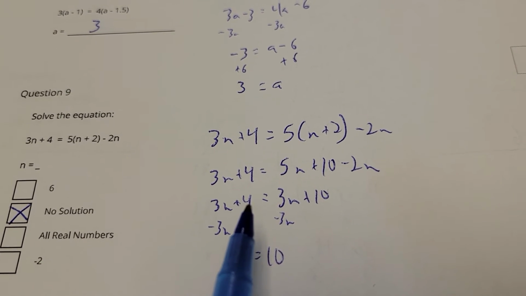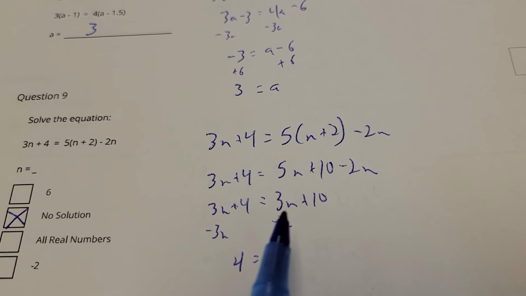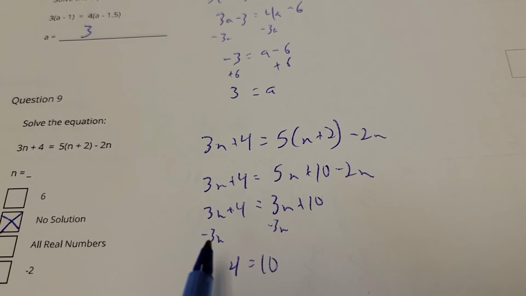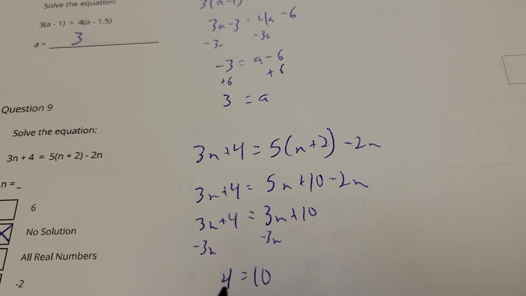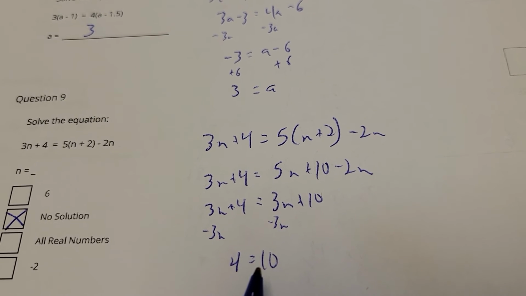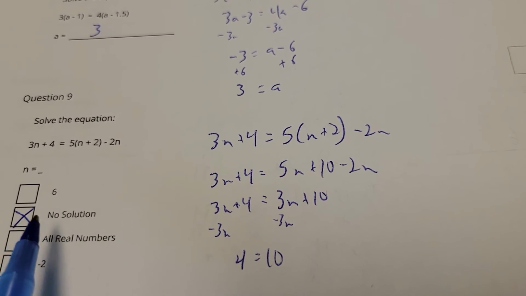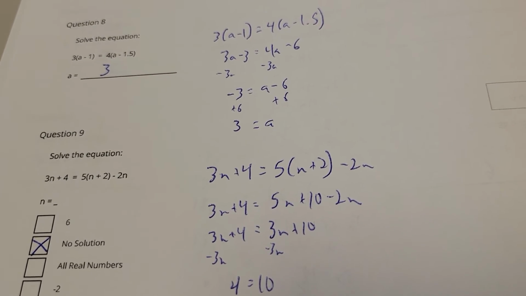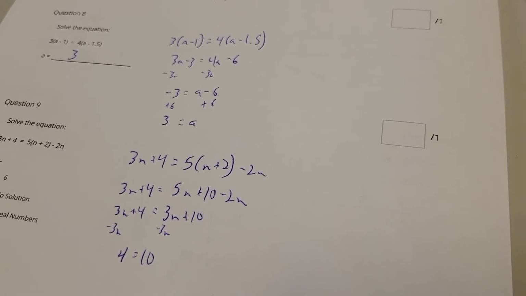So I got 3n plus 4 equals 3n plus 10. I get rid of a 3n, I minus 3n, and, oh, there's no n's left. I'm just left with 4 equals 10. And since 4 is not equal to 10, there is no solution to this problem. I got rid of all my n's, and my numbers did not equal each other.